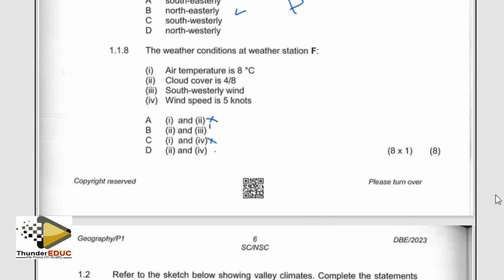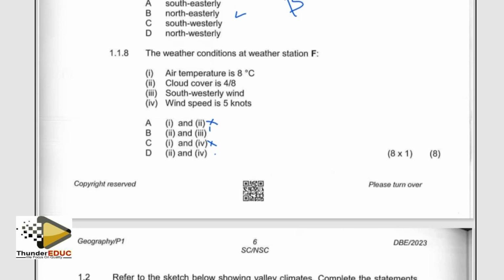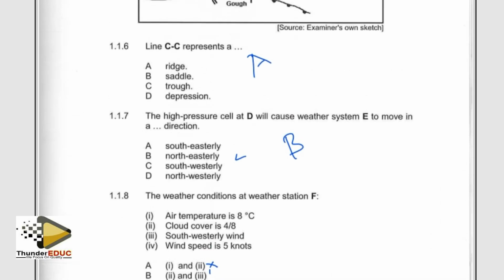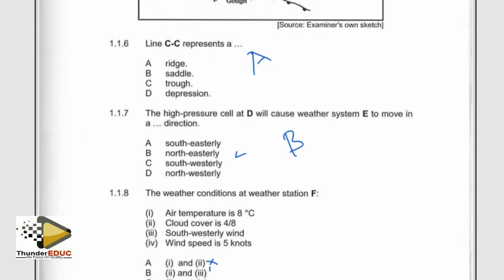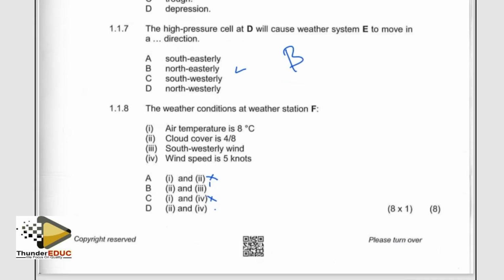Southwesterly winds. Obviously, these winds are southwesterly. When you look at it, you come here, it's a southwestern direction. This is a southwestern direction. So that obviously makes it. Wind speed knot is 5. This one is not 5, it's 10. So that means wherever there is 5 is wrong. So where is 5? 5 is here. So the only option is B. So right there, B.